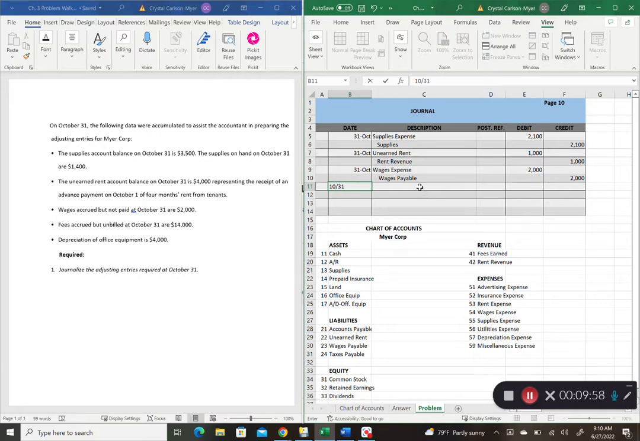Anytime you increase an asset account like accounts receivable, you're going to debit it. I'm going to type out the account up here just so you guys don't get confused. But it is accounts receivable. So, oh, not supplies, accounts receivable.